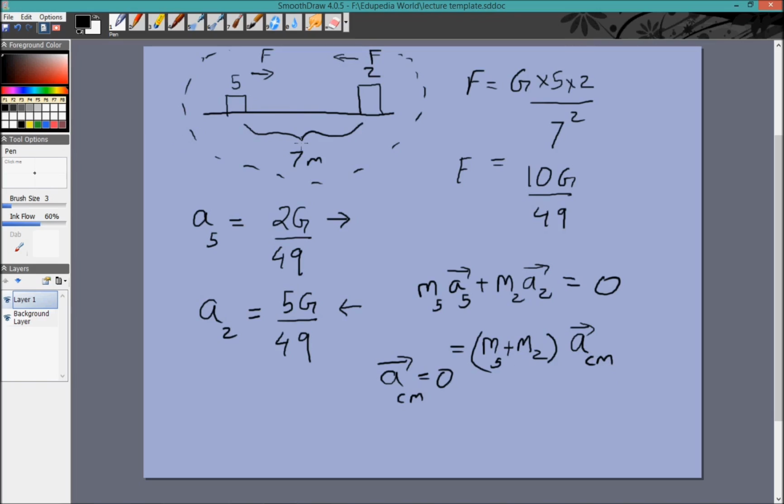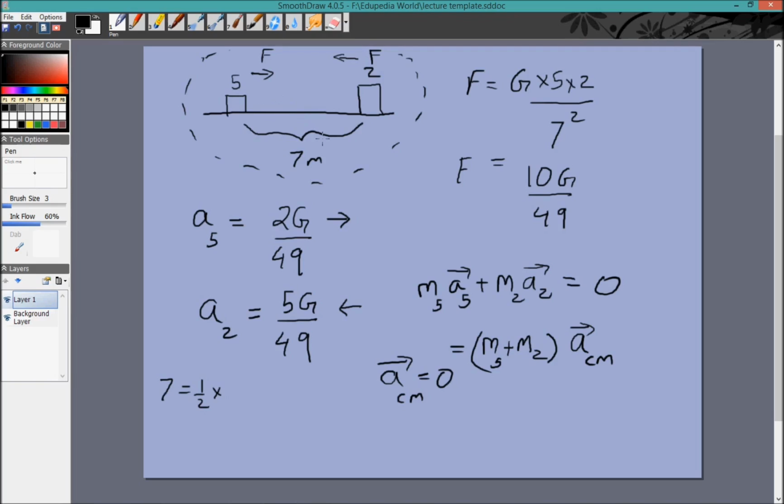What if in this question I was asked, where will both these objects meet? Right, so let's say after a few seconds, you could try to calculate it directly by using the acceleration and saying the total distance 7 meters, assuming they both start from rest. You could say 7 is equal to half into A5 into t square plus half into A2 into t square. Right, and that would give you t, and you could use t to calculate where they would meet.